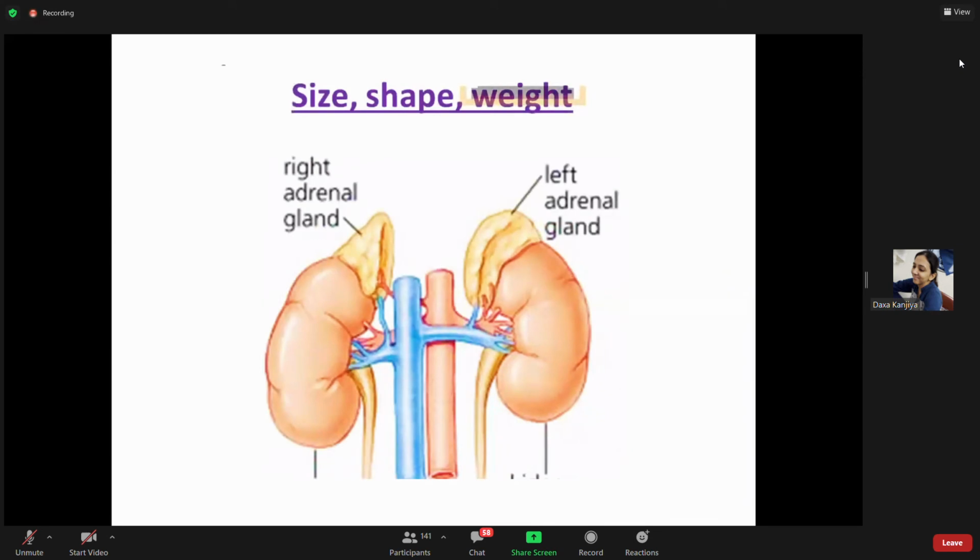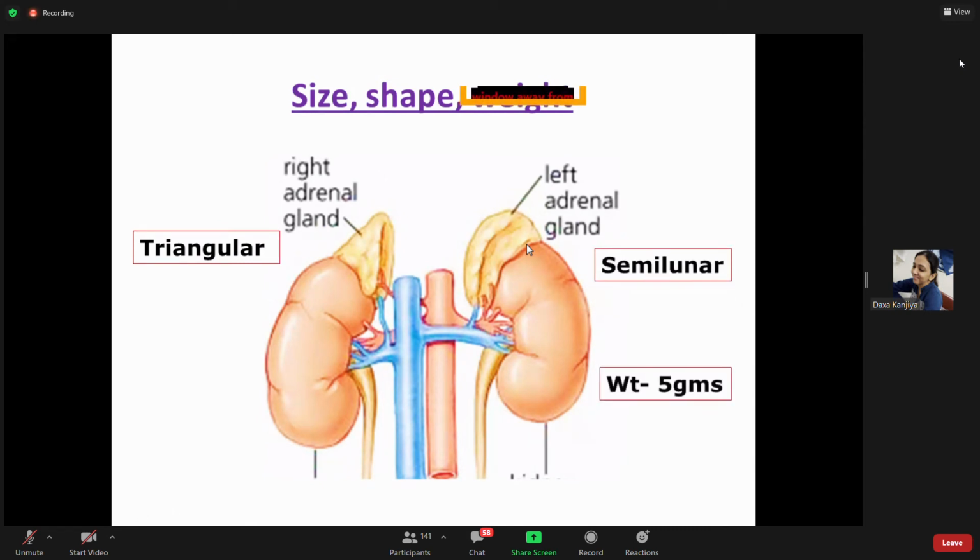Size and shape of the suprarenal gland. On the right side, it is triangular in shape. Here you can see. And on the left side, the left suprarenal gland is semilunar in shape, half-moon shape. And its weight is around 5 grams.